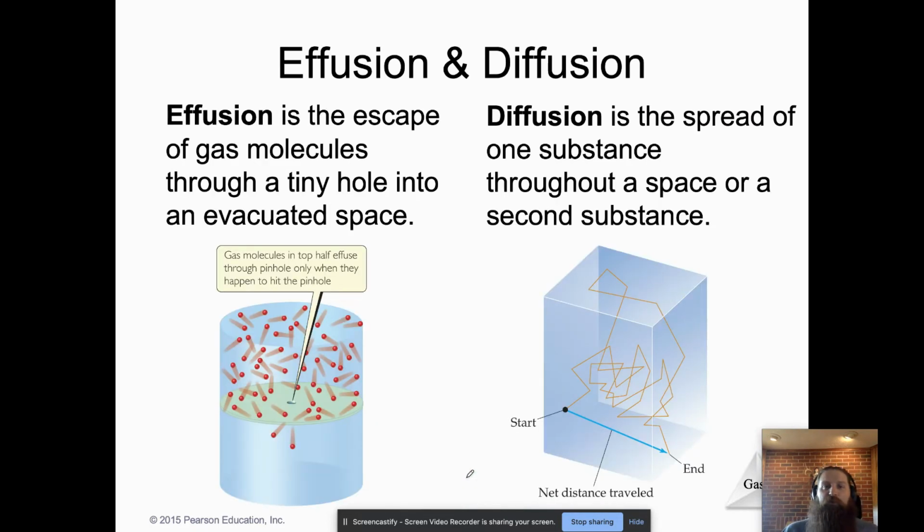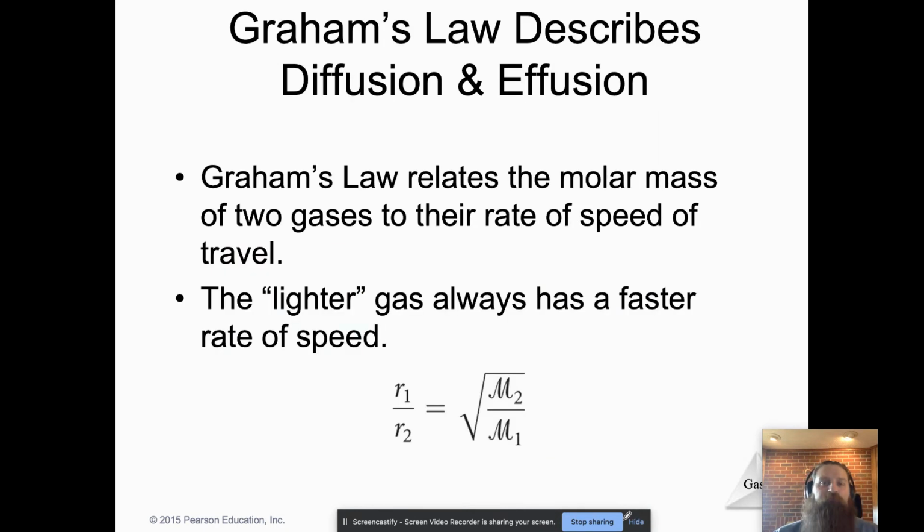And we talked about that last year. We talked about effusion and diffusion, right? So effusion is when gas moves through a tiny hole. It only happens when the gas actually encounters the pinhole. Diffusion is the spread of one substance through space or through another substance. We can see that the net distance traveled is from point A to point B here. But because it's a gas, there's a lot of different ways for it to get there. The smaller the gas, the easier it is for it to find its way through.